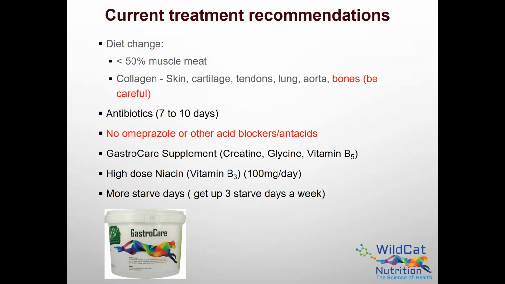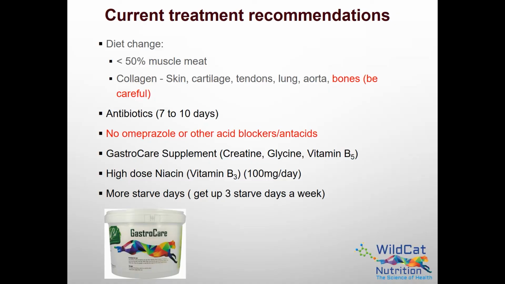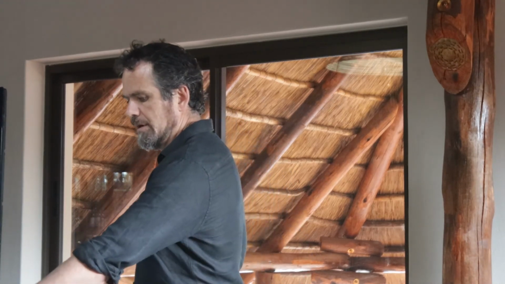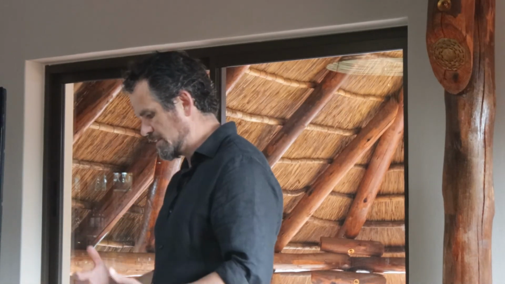Normally we would treat the clinical cases where they're actually showing symptoms with antibiotics. So if they're vomiting or regurgitating, or they've got esophagitis, or if they've got undigested meat in the feces, we would give them antibiotics for 7 to 10 days. I don't use omeprazole or any of the other acid blockers or antacids at all. The only one that I would use is Alsanic, which doesn't actually reduce the actual acid production, but just provides some protective layer in the stomach, and that's only an issue if there's potential for ulcers. It's usually not required either.